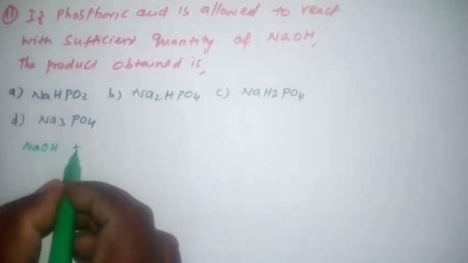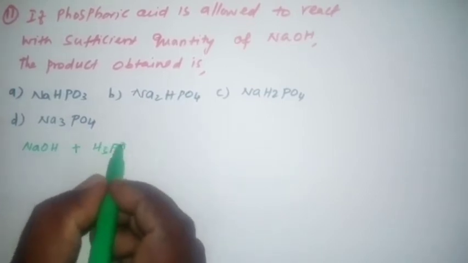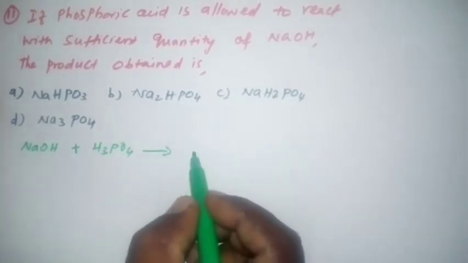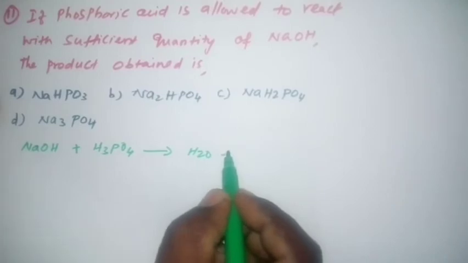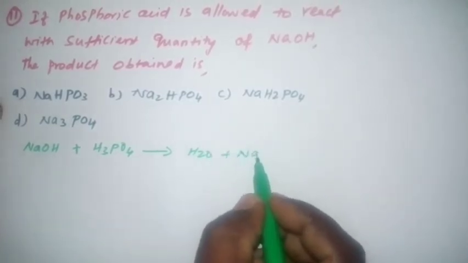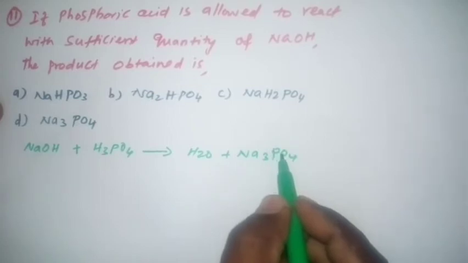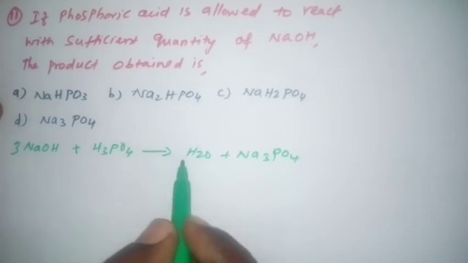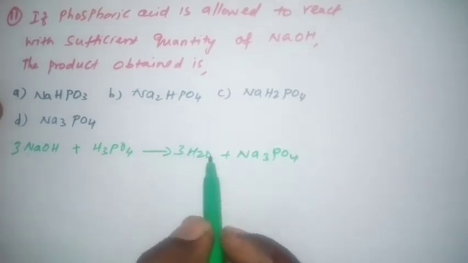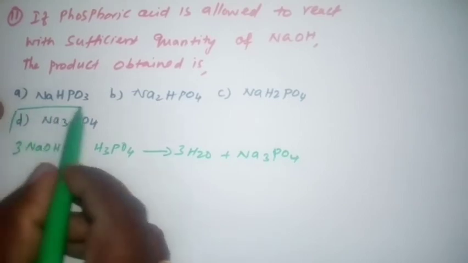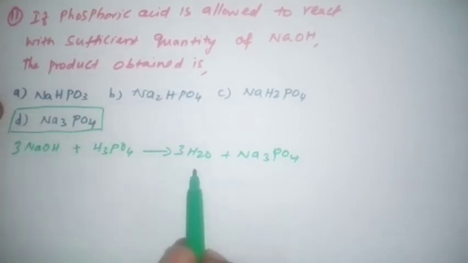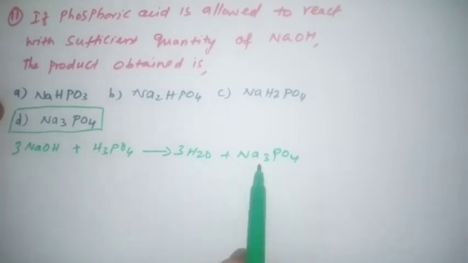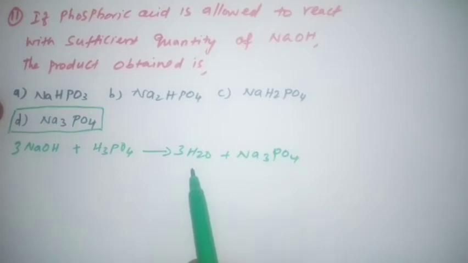NaOH plus H3PO4. This is phosphoric acid. We are adding sodium hydroxide. The product will be water, H2O, and the main product will be Na3PO4. So you have to balance. Put 3 here, then 3 H2O. So Na3PO4 is option D. Clear? This equation we already studied. When phosphoric acid is added with sodium hydroxide, we will get sodium phosphate plus water.